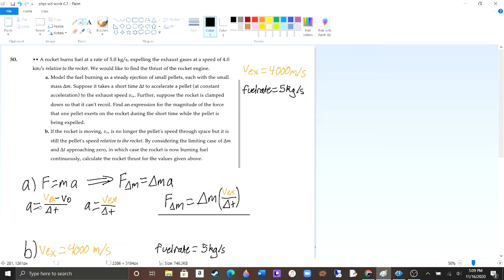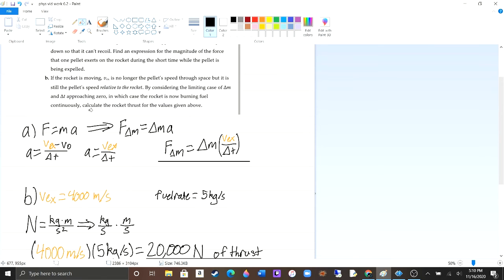So acceleration equals our final velocity minus our initial velocity divided by the amount of time that it takes. Since our initial velocity is 0 because it's with respect to the rocket, and it's inside of the rocket, this is 0, so we have the velocity of the exhaust, which is 4 kilometers a second, divided by delta t. So we plug this in to this equation right here, and we get that the force of a single pellet equals delta m times our exhaust velocity divided by delta t.